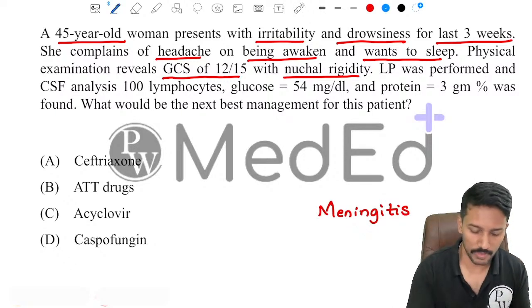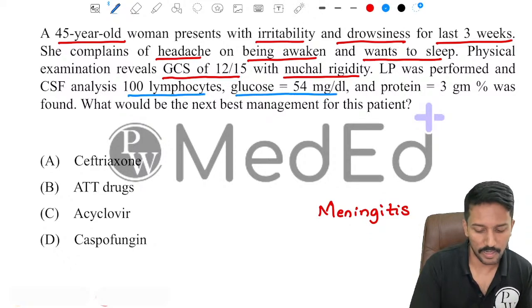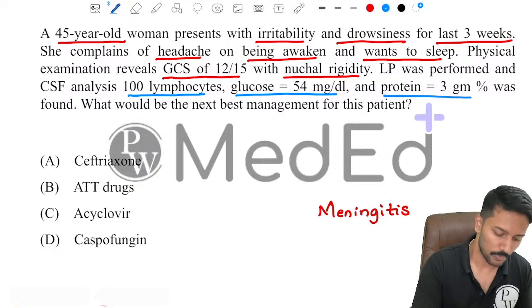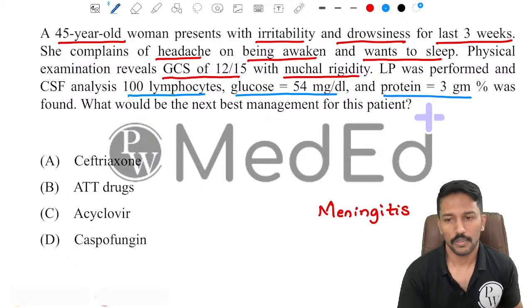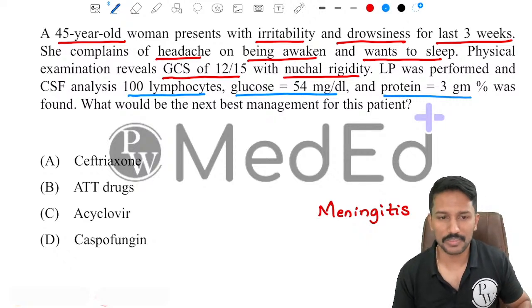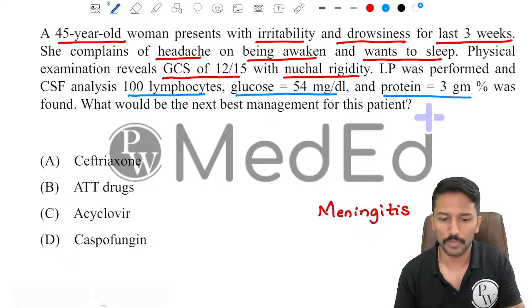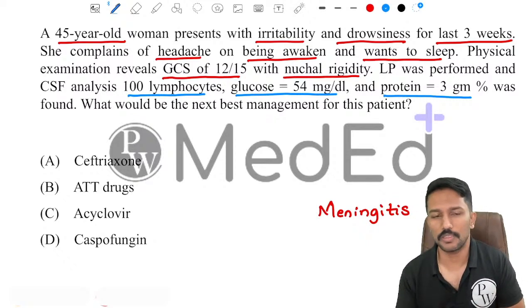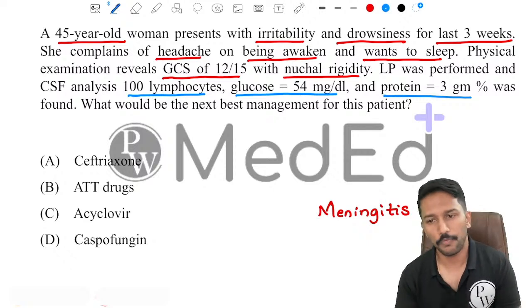So as expected, they have done this CSF analysis. And CSF shows 100 lymphocytes, glucose 54 milligrams per deciliter and protein 3 gram percentage. What would be the next best management for this patient? So now to decide whether I should give antibiotics or anti-tubercular drugs, antivirals or antifungals, I need to know what kind of meningitis it is from the LP. So what do you think? Is it tubercular meningitis or bacterial meningitis, viral or fungal?